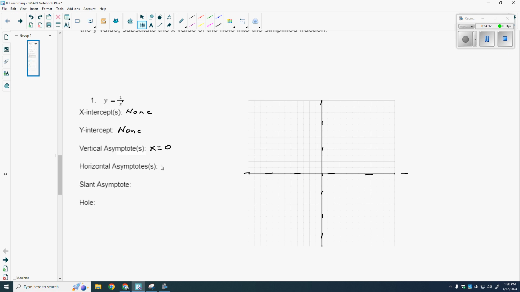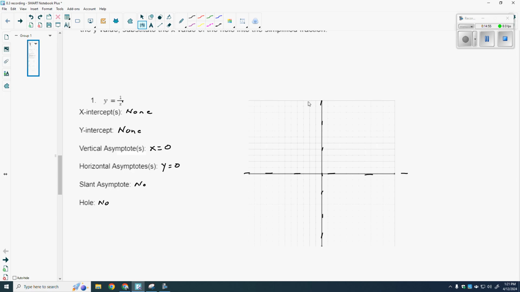Okay, horizontal asymptote, we said was y equals 0. There's no slant asymptote. If there's a horizontal, there won't be a slant. And a hole, there's no hole. We'll talk about that later. Okay, let's get your graph. So now let's look at some points. If x is positive, I'm going to look at this region over here. Okay, so here's my vertical asymptote. I need to say that also.